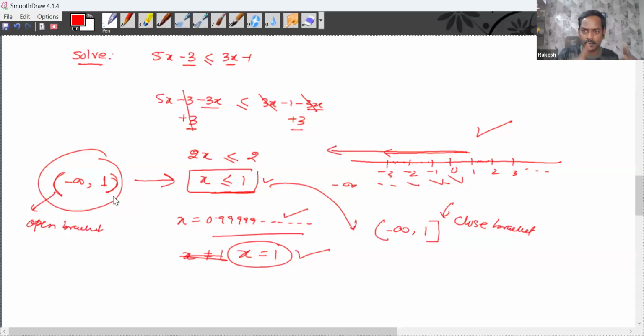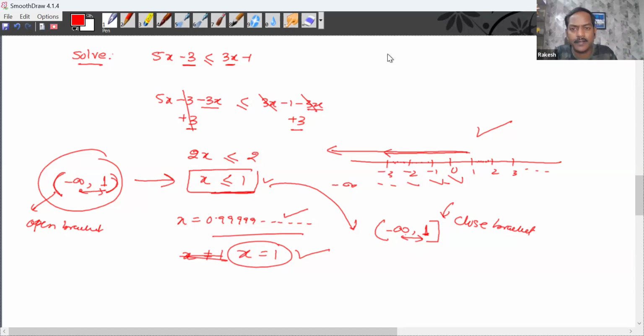So here the open bracket, here both sides are open. So obviously anything between these two is the solution, but not the extreme values. Here 1 is also part of the solution, and everything between these two is also part of the solution. So open bracket and closed bracket have to be understood clearly, right? This is not very difficult to understand.